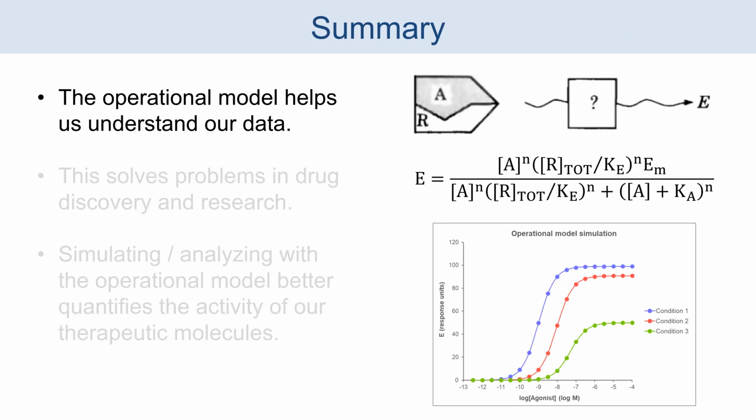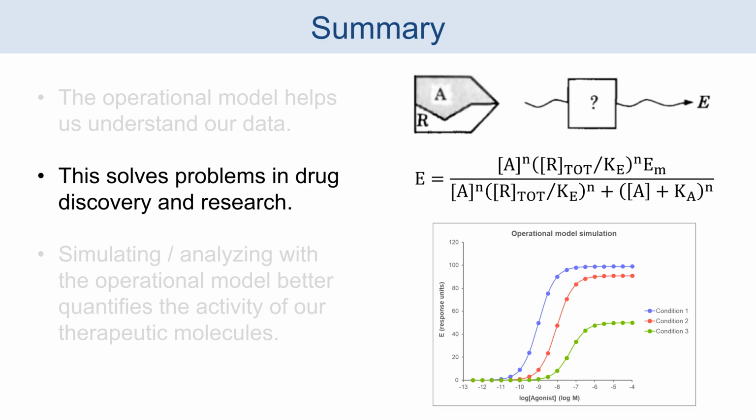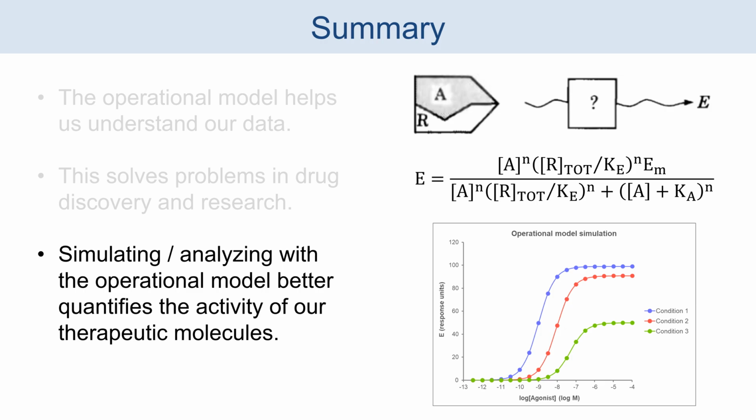This brings us to the end of our presentation today. We have explored the operational model in detail, understanding the parameters of the model and how they affect GPCR signaling data. This foundation enables us to solve problems in our drug discovery and research projects and to explain GPCR pharmacology to our colleagues. We can use the operational model to simulate and analyze our data to better quantify the activity of our molecules. This can have important translational consequences as we advance these molecules into clinical trials.